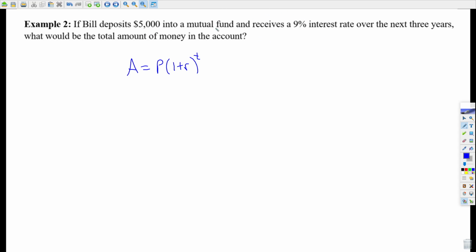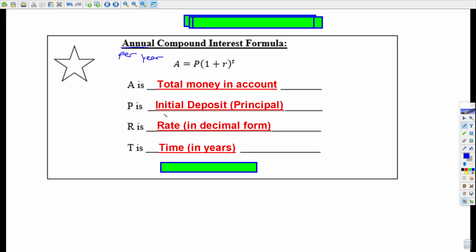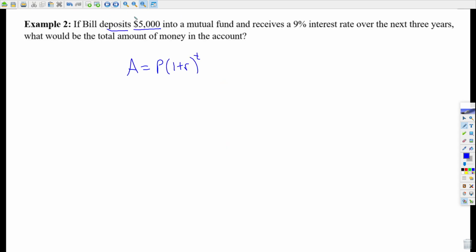Okay, so let's identify all the numbers we have here. $5,000 is how much we deposit. So if you go back here, initial deposit, principal is $5,000. So we're going to put P there, principal. 9% is your interest rate. So we're going to change this to a decimal. If you move that over 2 times, that would be 0.09.